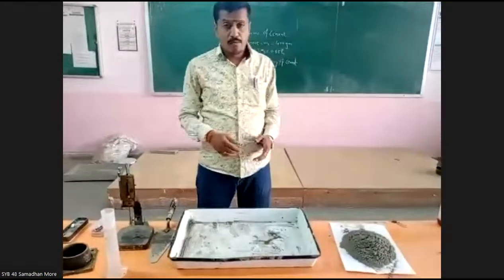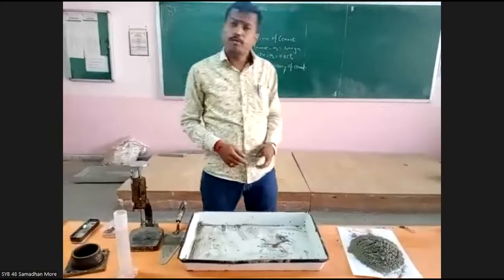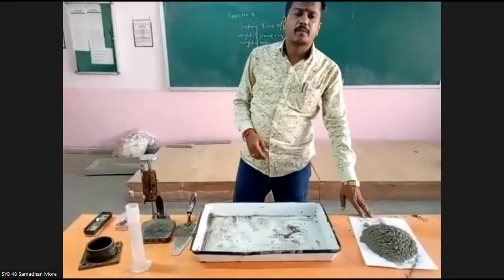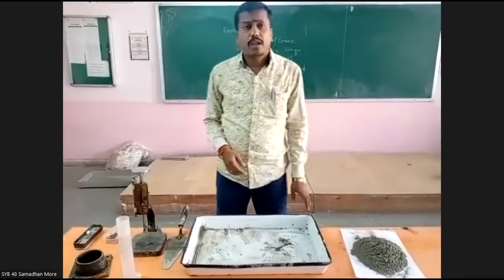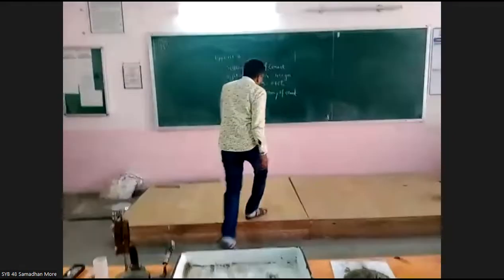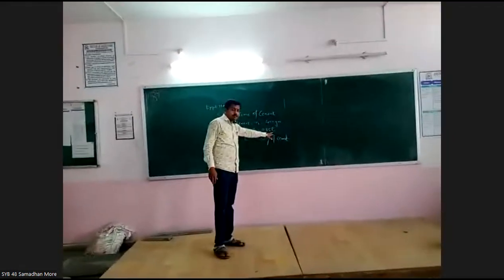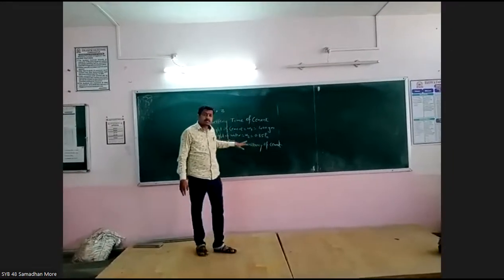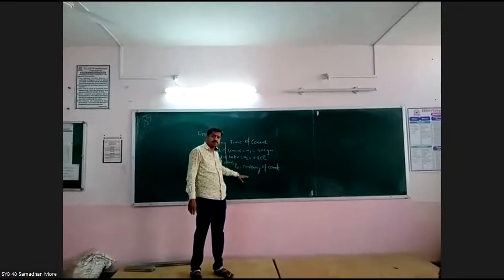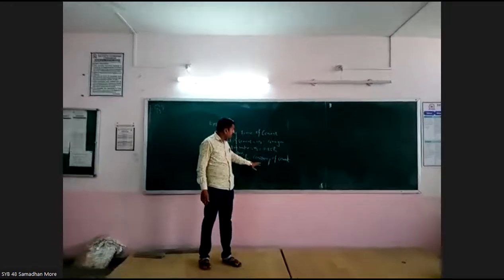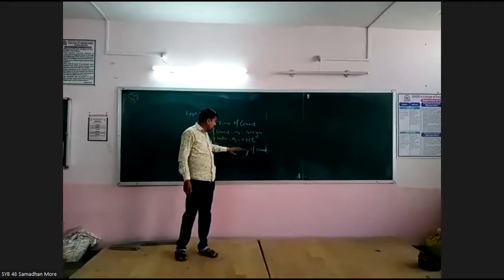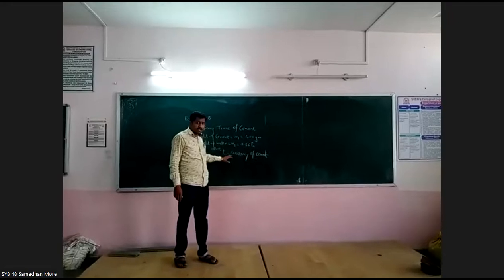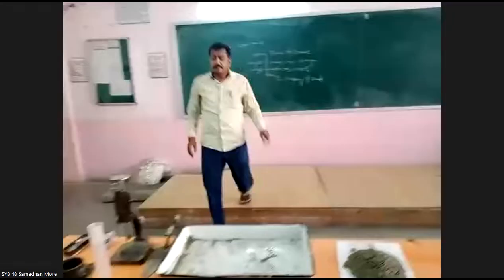Now, how to perform this experiment? To perform this experiment, we require 400 grams of cement, and then we require 0.85 times, that is 85%, of the water that is required for the consistency. So whatever the consistency of the cement that we determined in experiment number 2, you have to take 85% of the water of that particular consistency. Now, how it is done, I will explain.